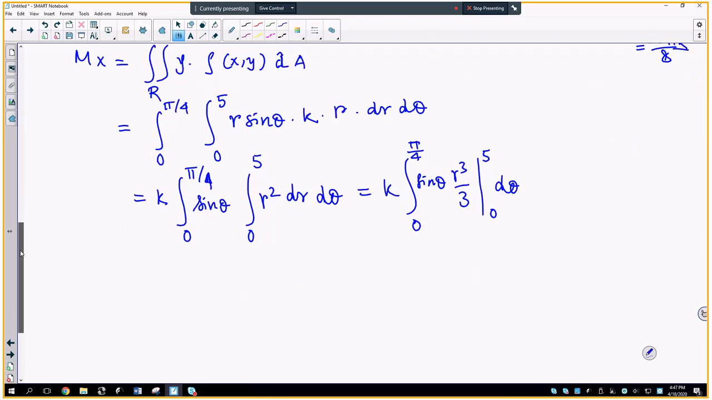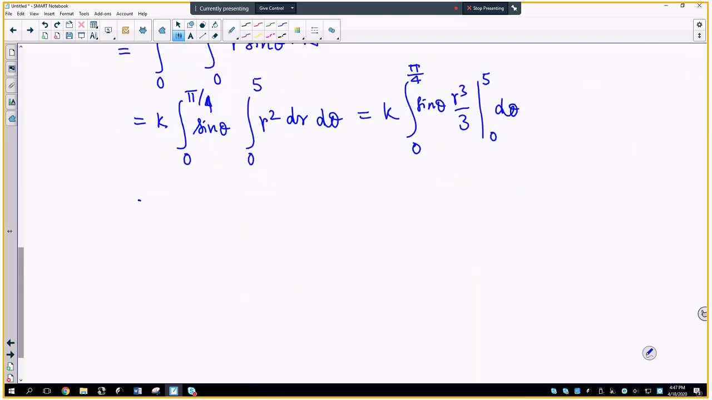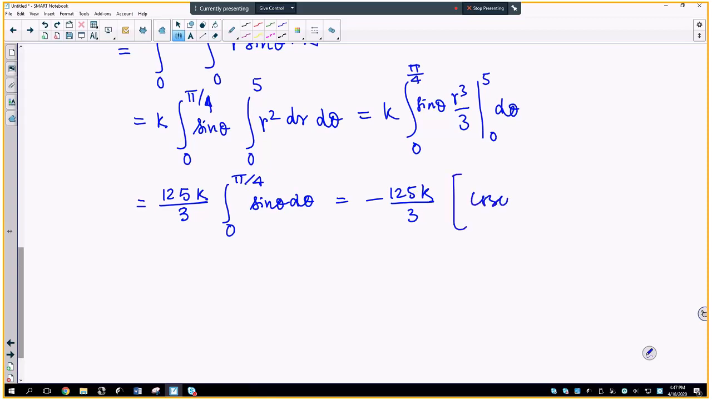Okay, so when I put r equal to 5, I get 125 over 3, which I'm going to take out. So I get 125k over 3, antiderivative 0 to pi over 4. Recall that if you put r equal to 0, it doesn't change anything, so I'm not going to use that at all. And I have sine theta d theta. Well, antiderivative of sine theta is minus cosine theta. So you get minus 125k over 3 times cosine theta, limits are 0 to pi over 4.